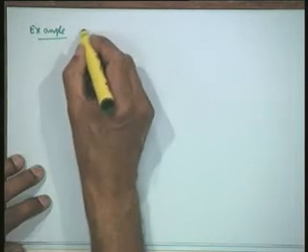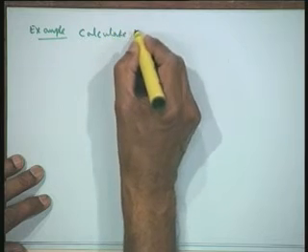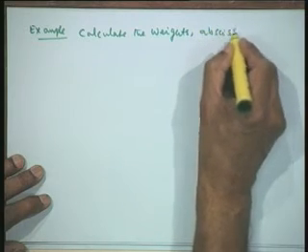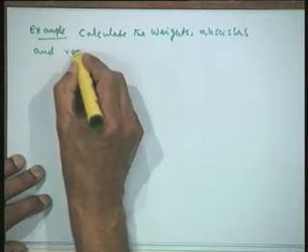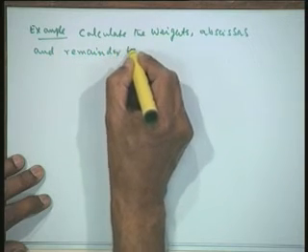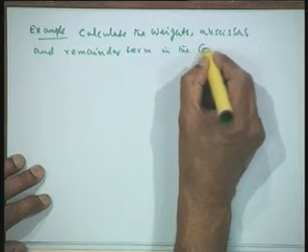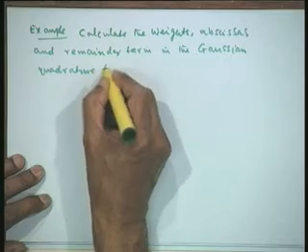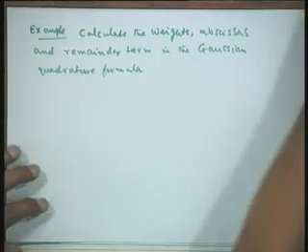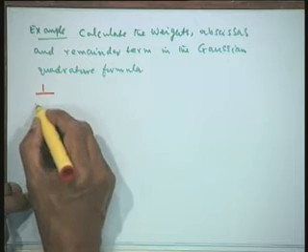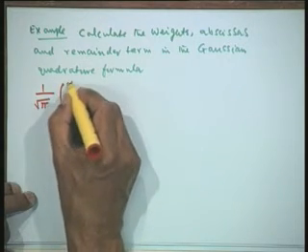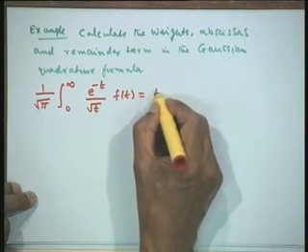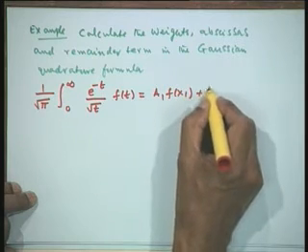Calculate the weights, abscissas and remainder term in the Gaussian quadrature formula: 1 upon root pi integral from 0 to infinity of e to the power of minus t by root t f t dt is equal to a 1 f x 1 plus a 2 f x 2.